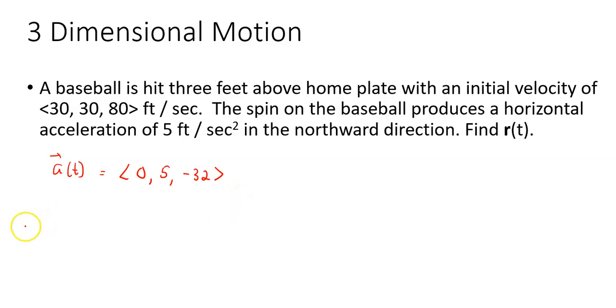So I've got that. The other information I know is that the velocity vector at time 0 is 30, 30, 80. Right? If that's an initial velocity, then I've got that. And the other thing I know is that it's hit from 3 feet above home plate. So initially, r of 0 is 0, 0, 3. Okay. Let's use that information to find the vector valued function.